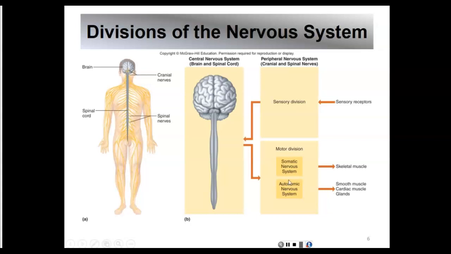And you can divide that further into somatic nervous system and autonomic nervous system. Somatic is going to be going to skeletal muscle. Autonomic is going to be going to smooth muscle, cardiac muscle, and glands.